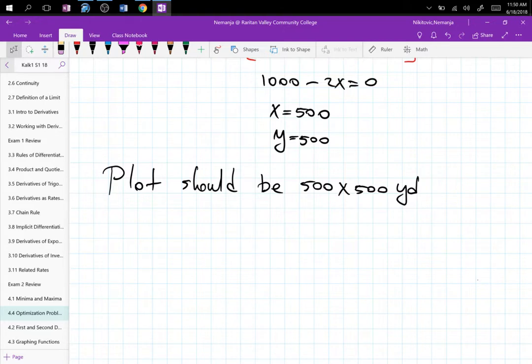Let's modify the same problem. Say that the land is adjacent to the river, or adjacent to some other already fenced off area, right? To a nuclear facility or something, right?